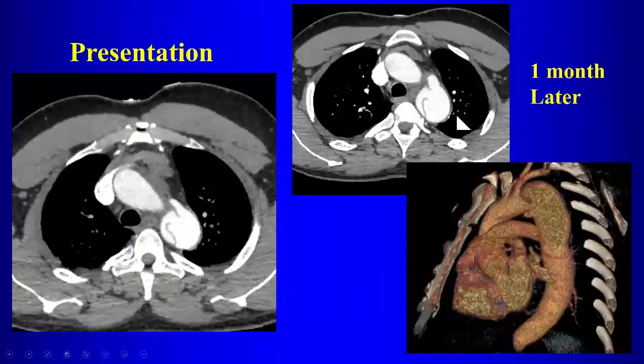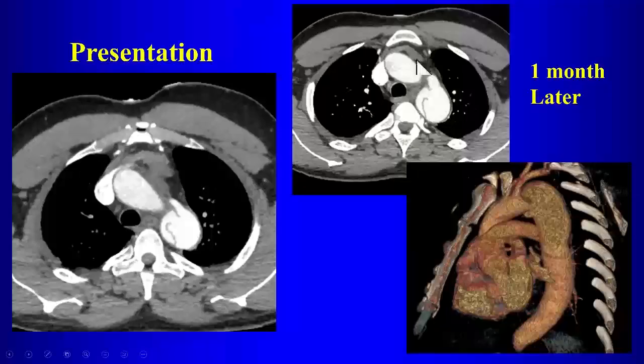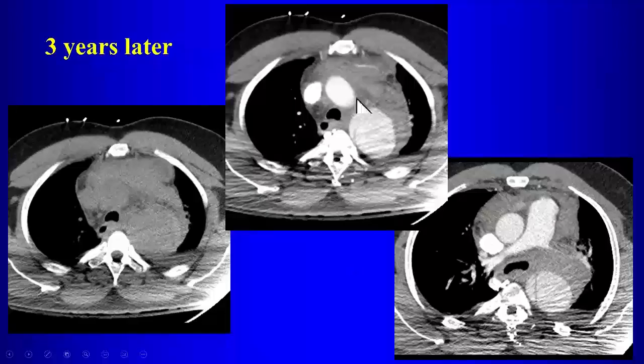Presentation 1 month later. What's happened? Three years later, it's ruptured, right? So here, where you have this coming off the false lumen, you can get progressive enlargement. It's going to be an area of weakness there within the false lumen, right? Because of that ductus diverticulum, and then now, over time, it's actually ruptured. And you can see how the hematoma is coming down now and actually going around the pulmonary arteries.